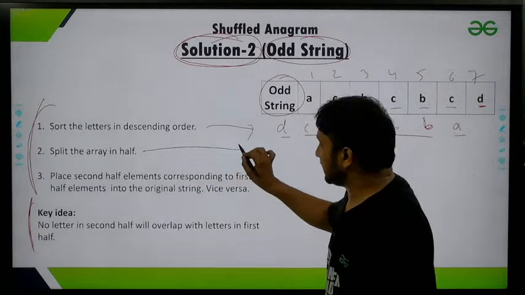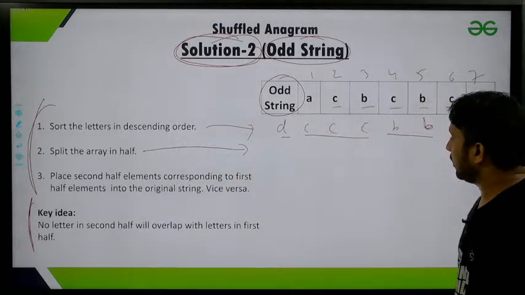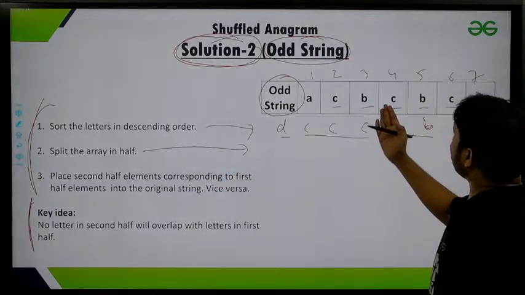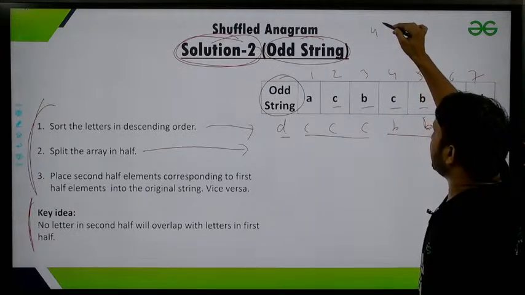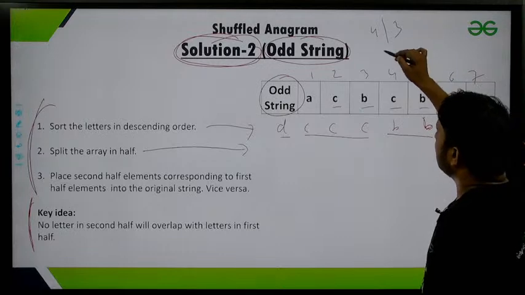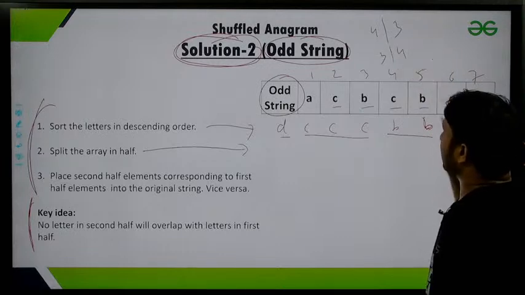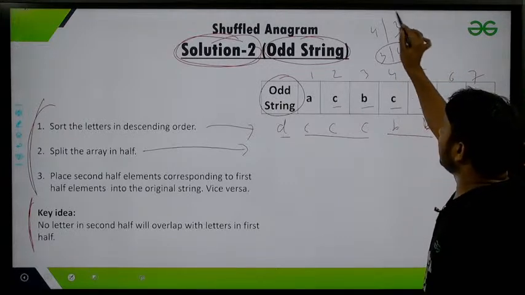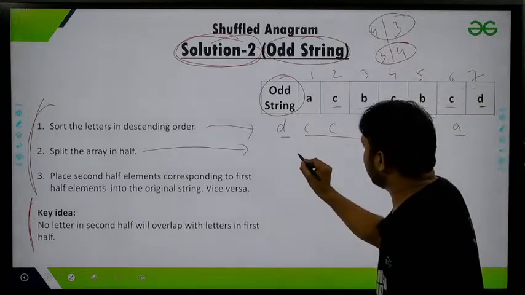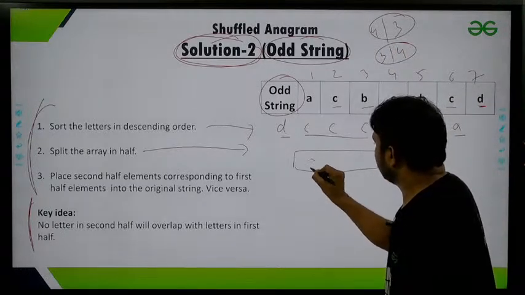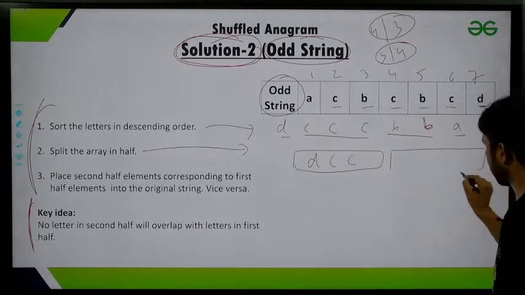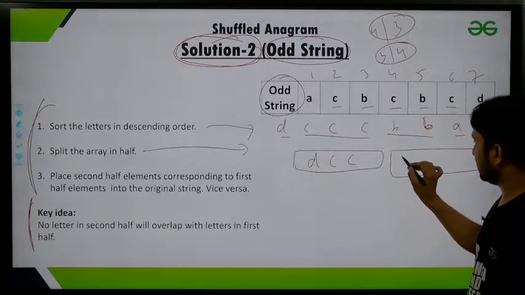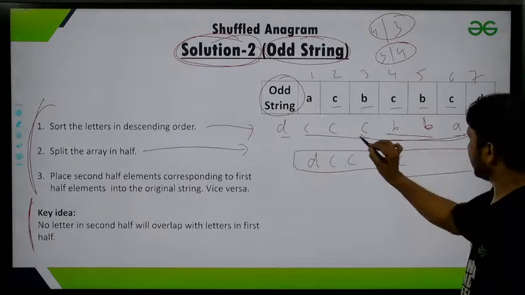Now let's split the array into two halves. Here we have 7 elements, so we can put 4 elements on the left side and 3 on the right side, or 3 elements on the left side and 4 on the right side. You can divide it in any way. Let me divide it like this: 3 elements on the left-hand side, intentionally, so that I can show you one thing, and 4 elements on the right-hand side.